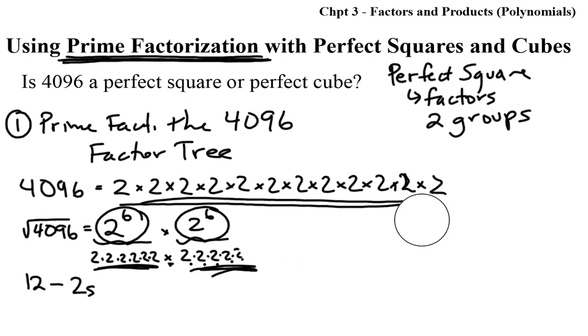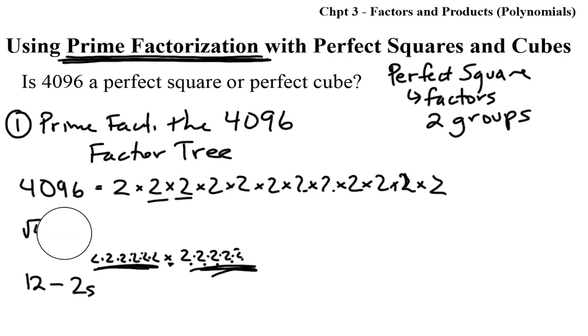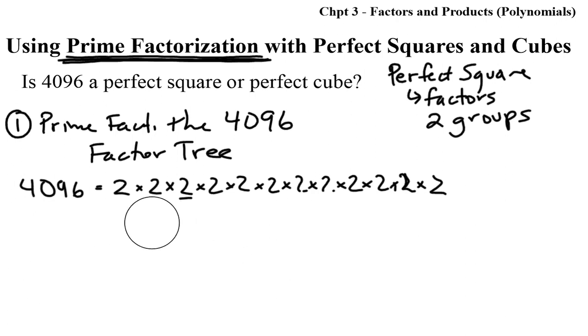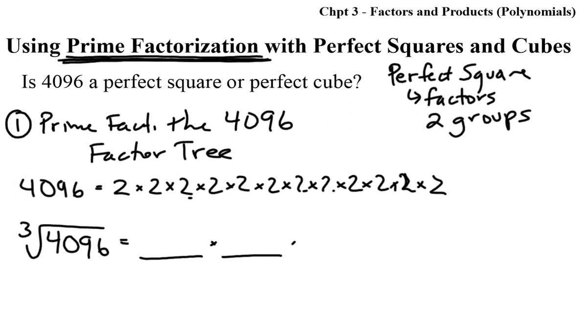Well, we're going to do something very similar for the cube root. But for the cube root, if you think of it, we need what for a cube root? We need 3 groups of factors. Well, if I again have 12 2's, can I make 3 groups of 12 2's?